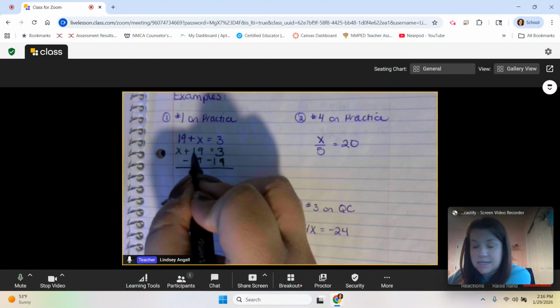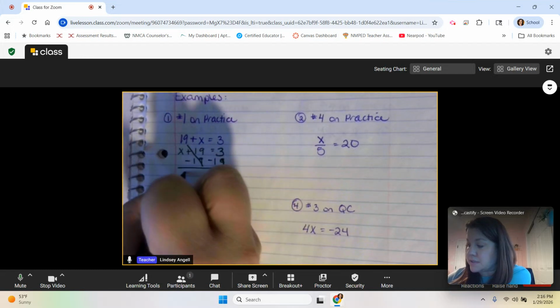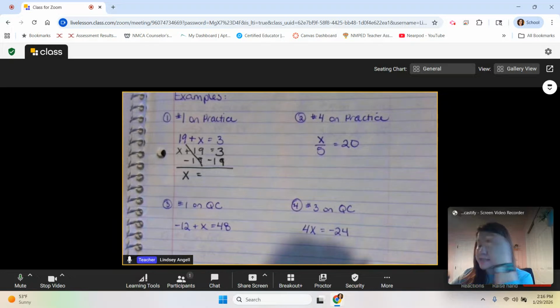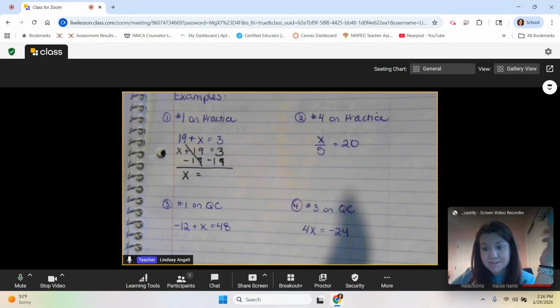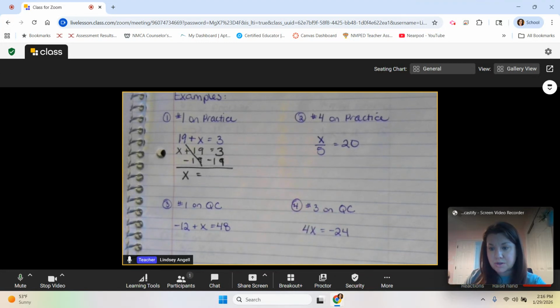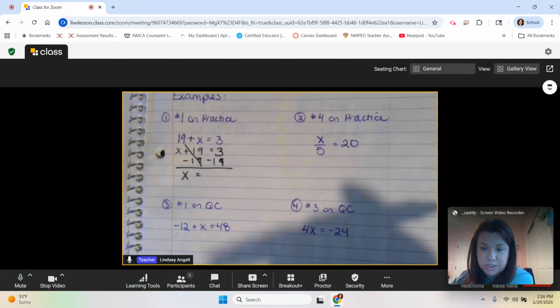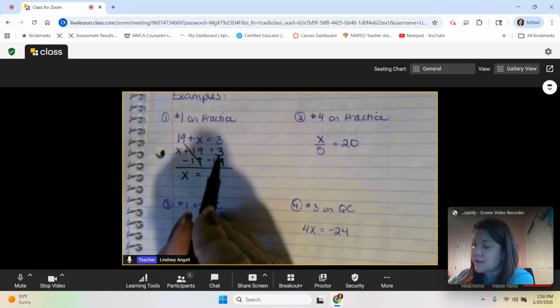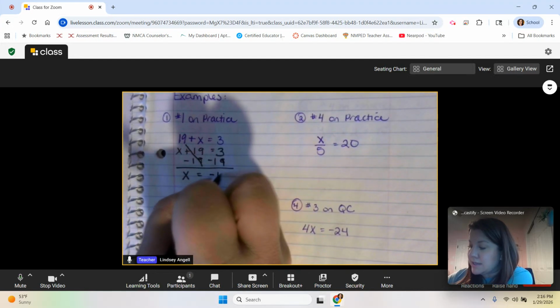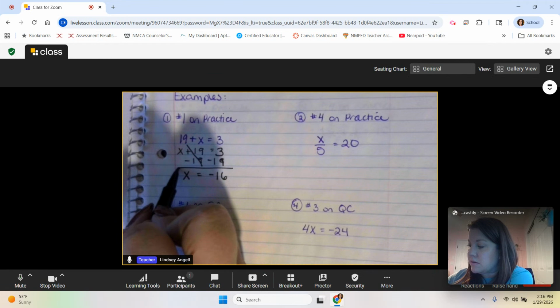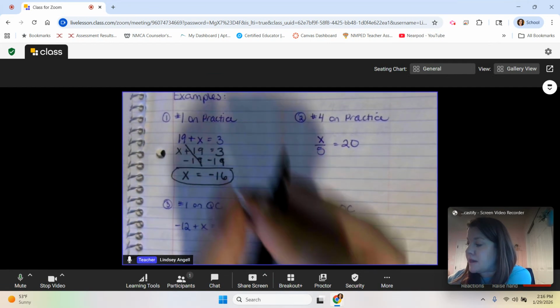19 minus 19 is 0, so those cancel, and we're left with x on the left. Yay, that was our goal, right? Also, whatever you do to one side, you have to do to the other. That's a big thing, in order to keep the equation balanced. And then 3 minus 19 is negative 16. So that would be our final answer.